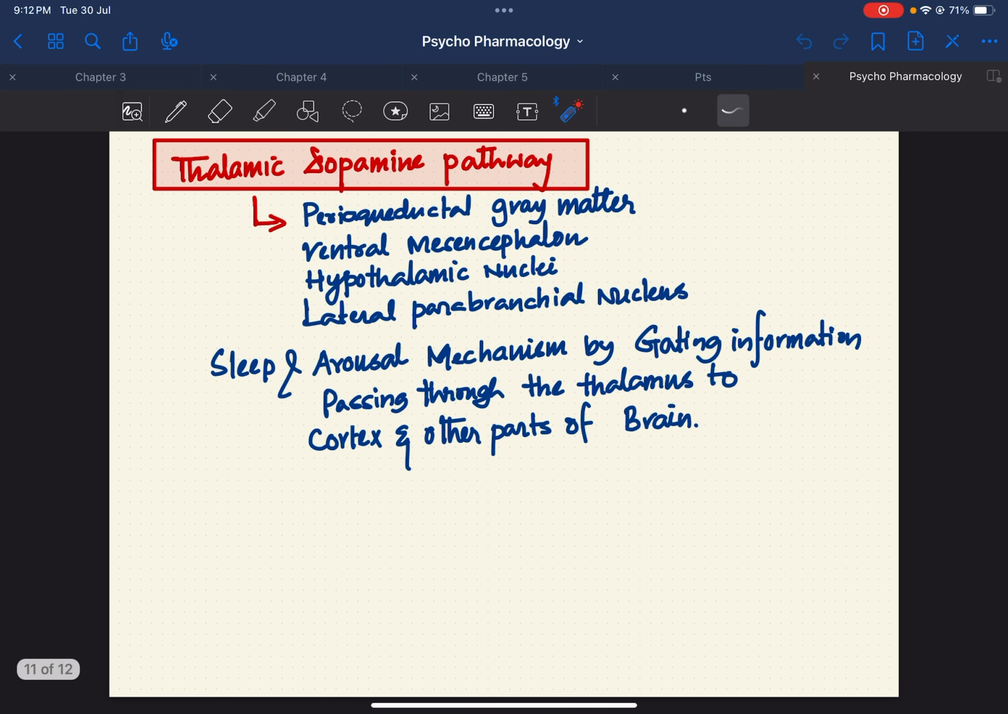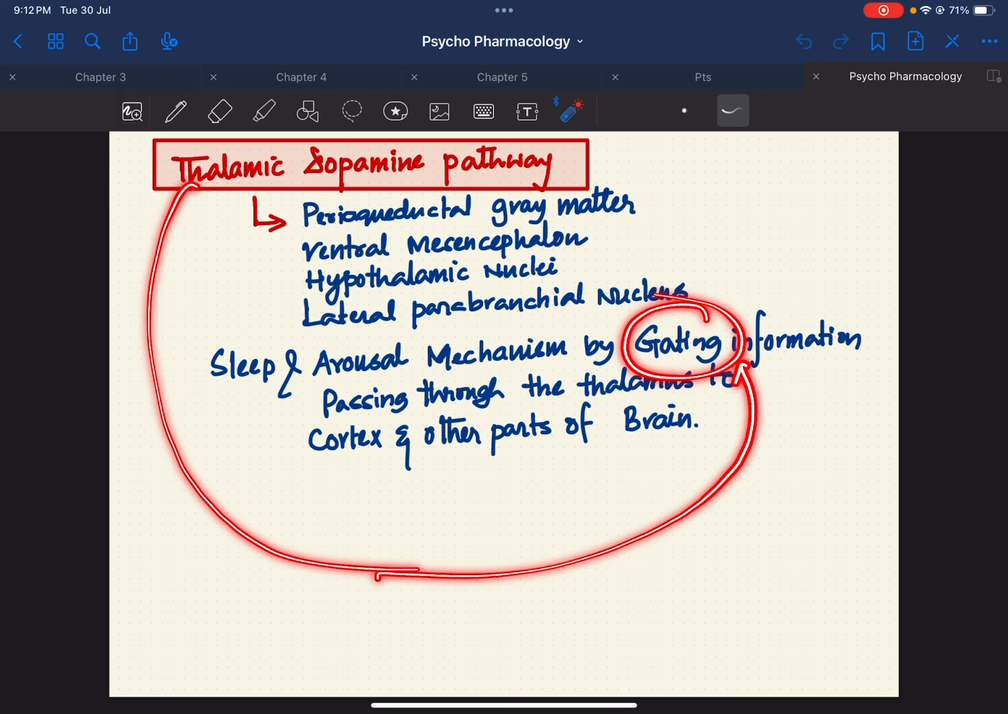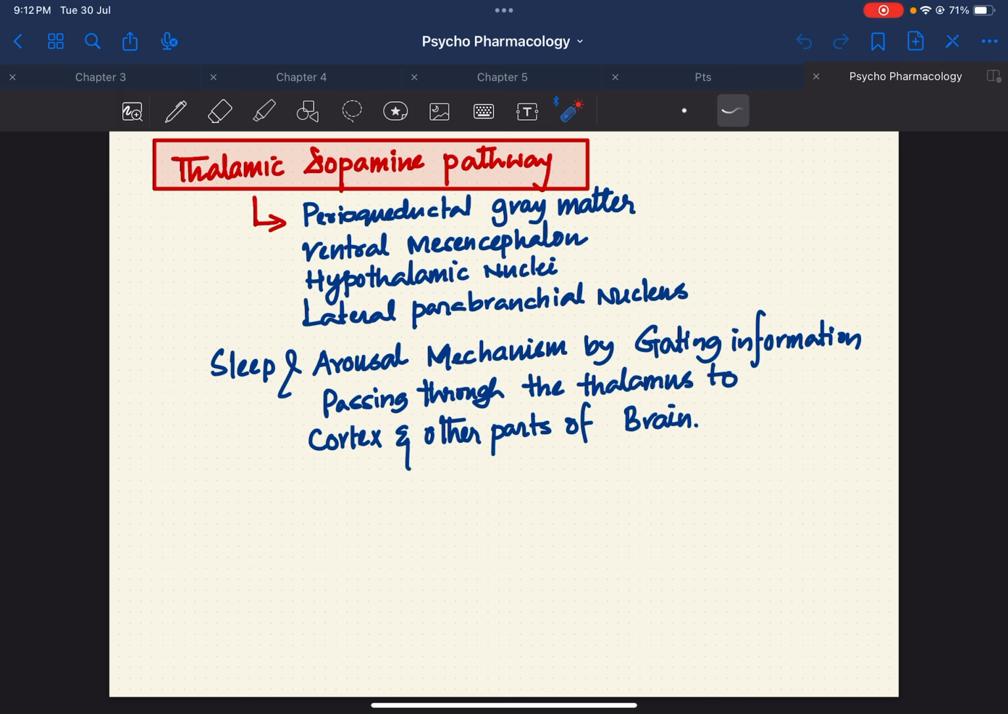Another important, now upcoming pathway is the thalamic dopamine pathway, which is related to sleep or arousal. Remember, the thalamus is important for the gating mechanism. The thalamus does not pass all the information it receives to the cortex or the higher center. Rather, it filters out some information which is not very important or necessary, so we can think properly.